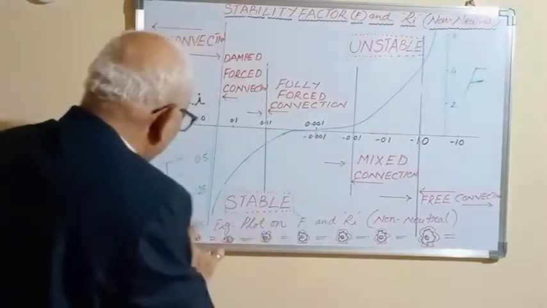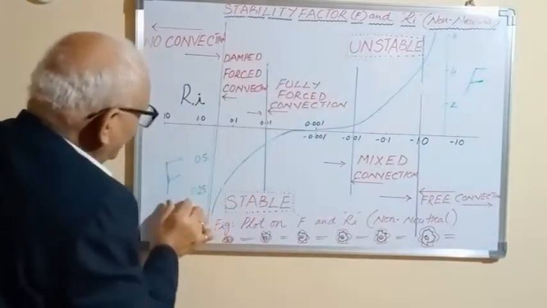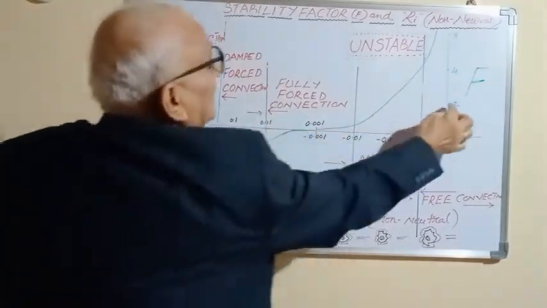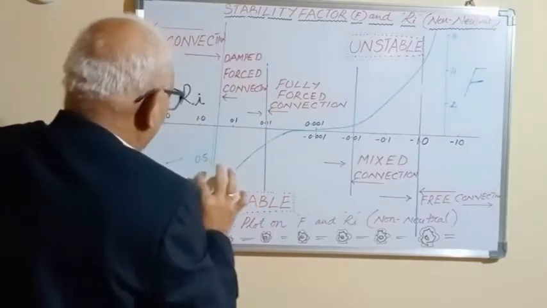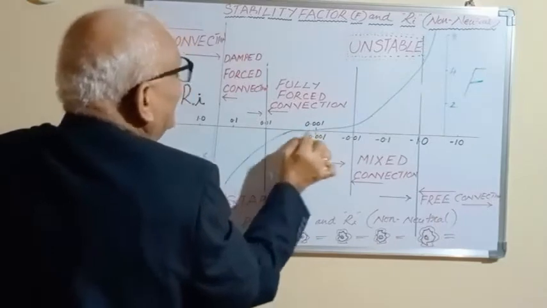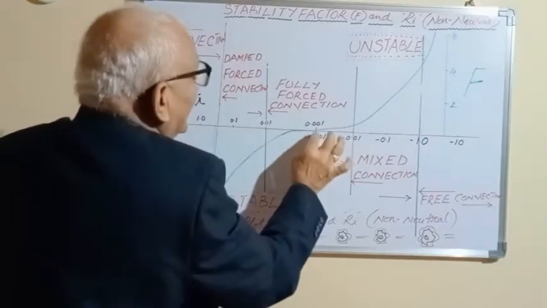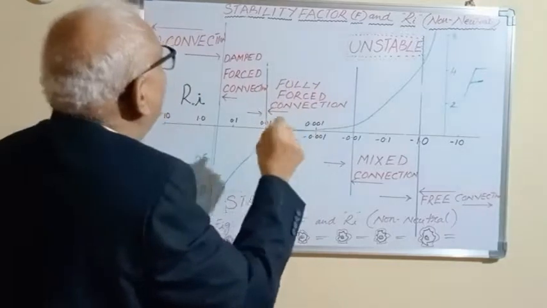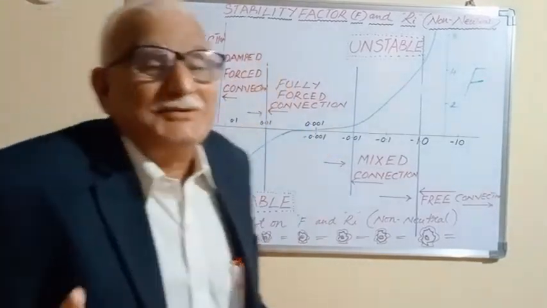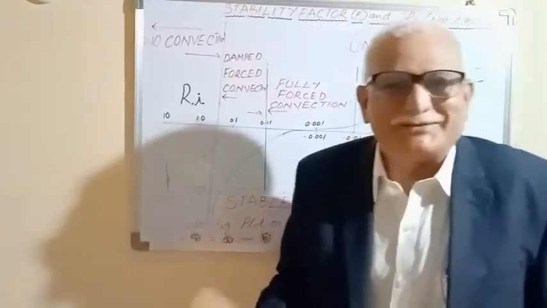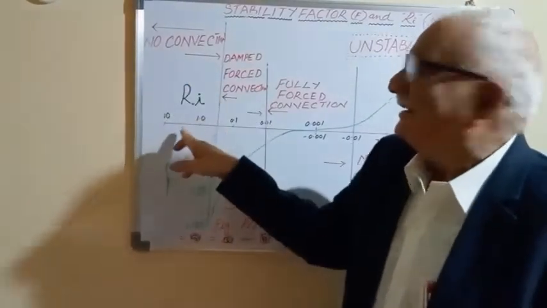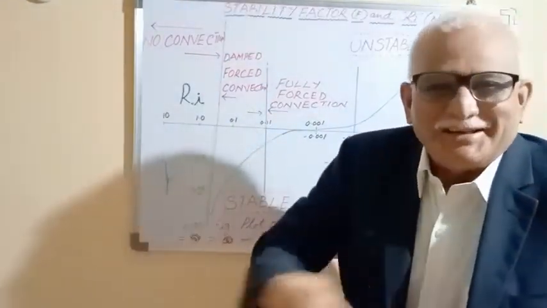occurs where the stability factor F becomes unity. Stability factor becomes unity here, then 2, 4, 8. So, when the stability factor becomes unity and the Richardson number becomes 0.001 almost, at this stage there is fully forced convection, then damped forced convection and no convection. No convection exists where the Richardson number is close to 10. Virtually there is no movement of the air.